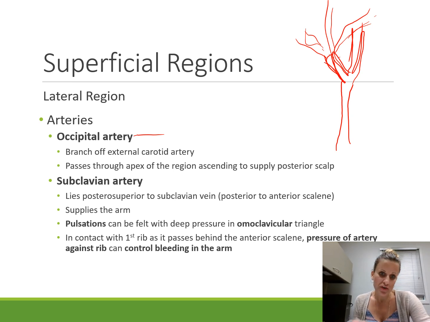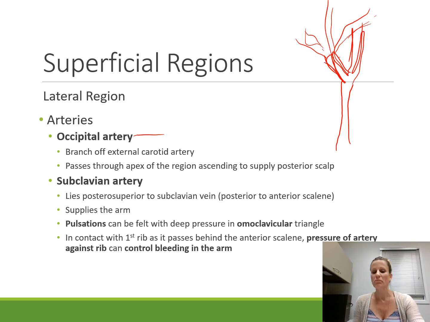So the occipital artery, just like it sounds, supplies the occipital region. It passes through just the apex, like the very top of the lateral region, and ends up going to the regions of the scalp that lie over the occipital bone. The subclavian artery is on the bottom of the lateral region. The subclavian artery is going to pass over towards the arm, right? And it goes into the axillary artery and ultimately gives blood supply to the arm.